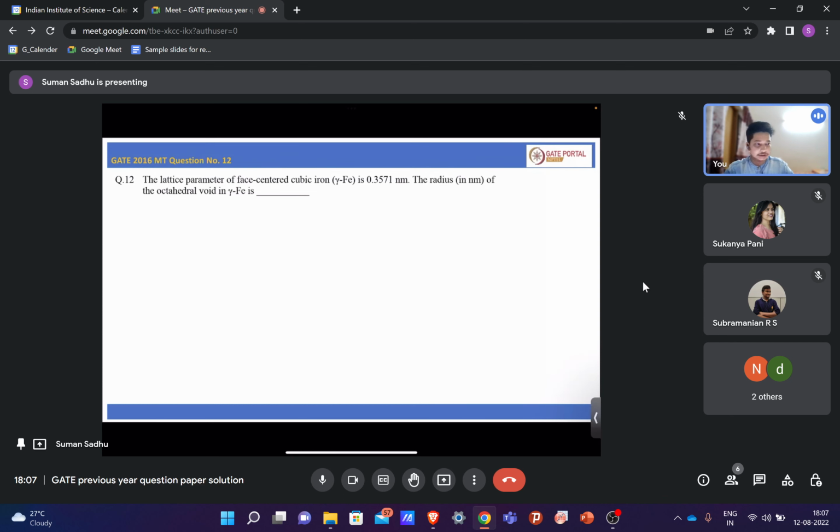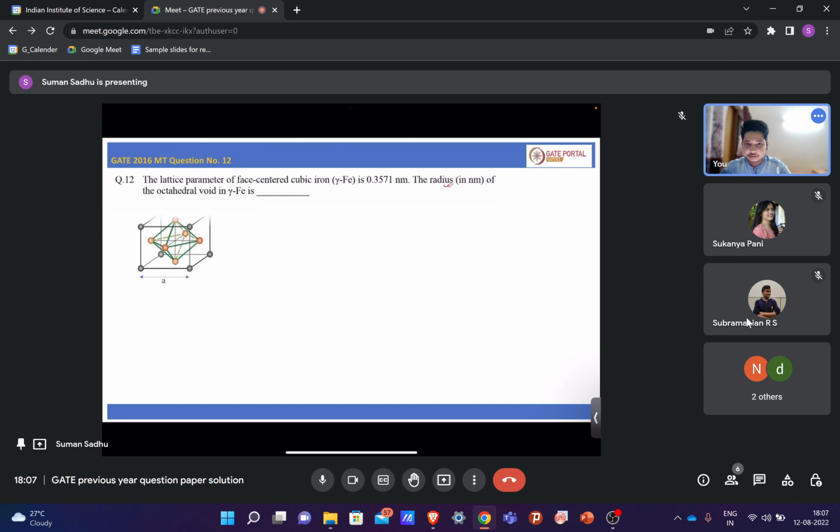Solving this first question. This is question number 12 of GATE 2016 MT. The question is: the lattice parameter of face centered cubic iron is 0.3571 nanometer, and the radius of the octahedral void in gamma iron is, so you have to determine the radius of the octahedral void in the gamma iron. So let us see the crystal structure of an FCC unit cell.